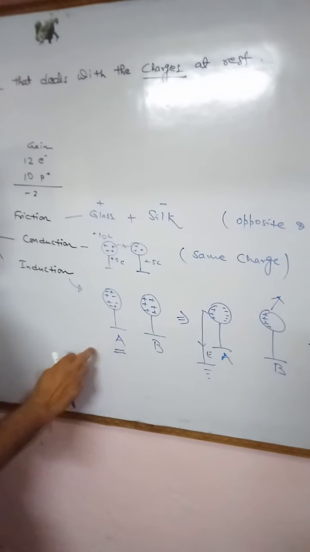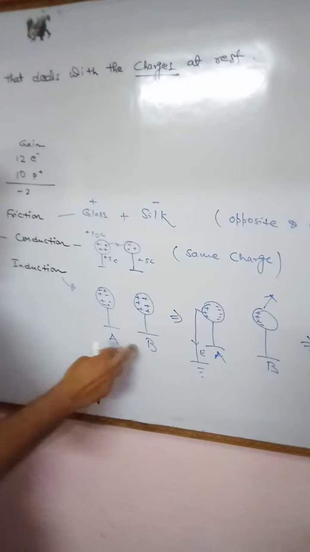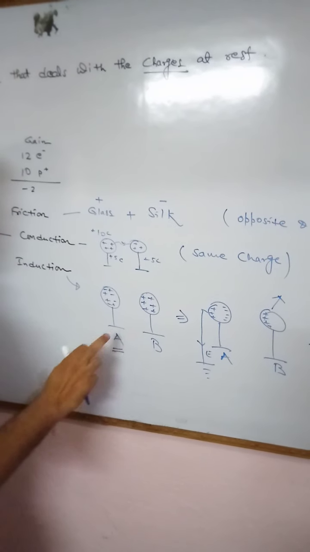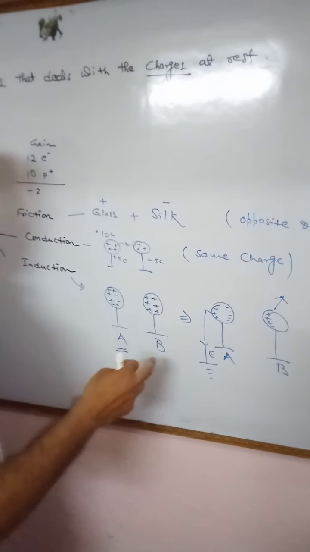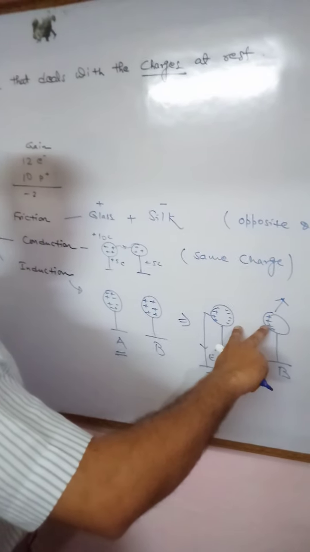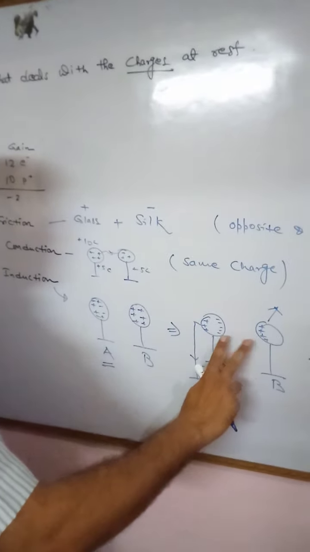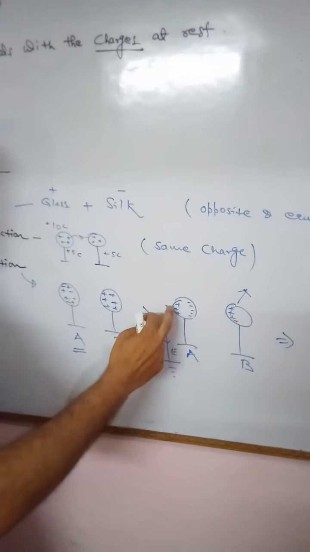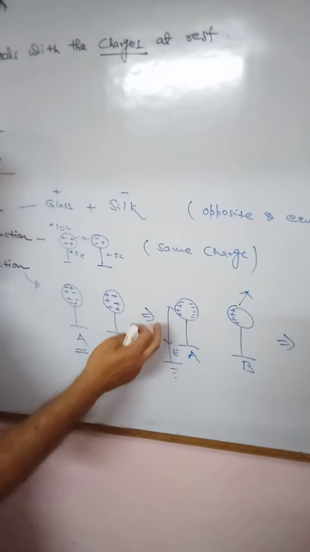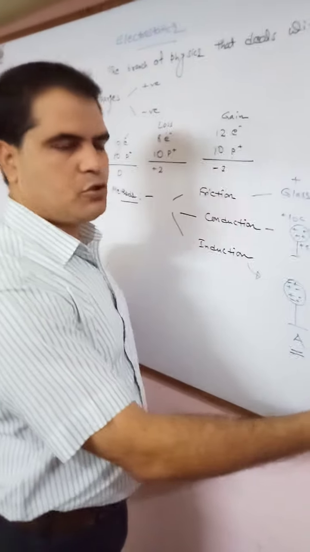Now induction: A and B are brought together. B is positive, A is neutral. If B is positive and A is neutral, then due to the induction effect, what happens? The plus will attract all the negative together, and the plus and minus get aligned. So the plus is transferred. Now we have the opportunity to send the plus charge to the ground.